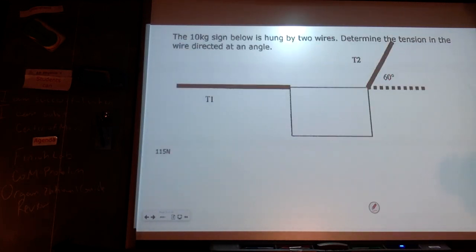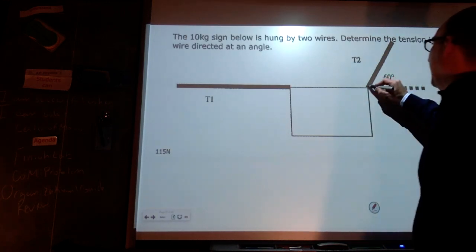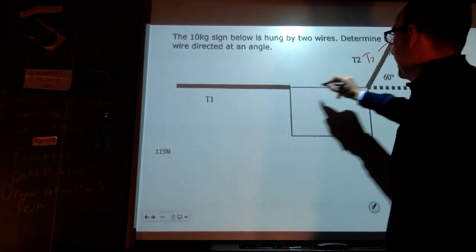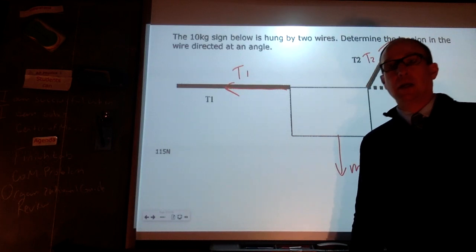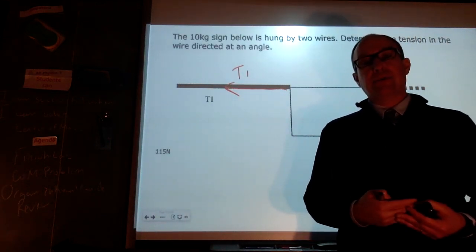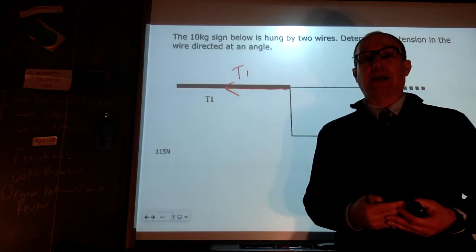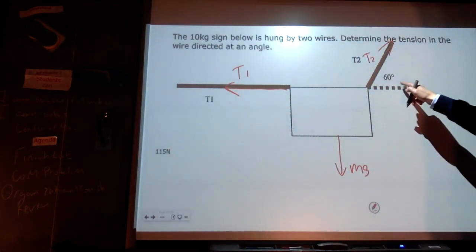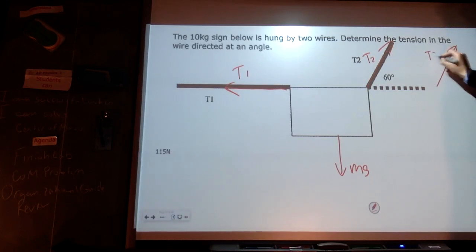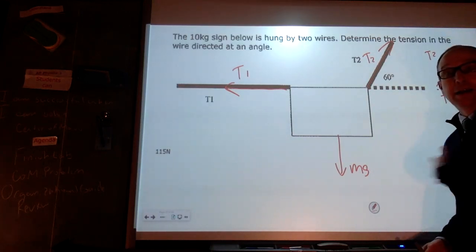All right, a 10 kilogram sign below is hung by 2 wires. Determine the tension in the wire directed at an angle. So T2 is like this, T1 is like this, mg is like that. Remember, wires, beams can only direct forces in their direction, which we call axially. So I know that I want to break this into components. I'm going to draw it off to the side like a good physics student. And I don't know anything really about the x direction. So I'm going to look at T2y because I do know something about the y direction, mainly mg.